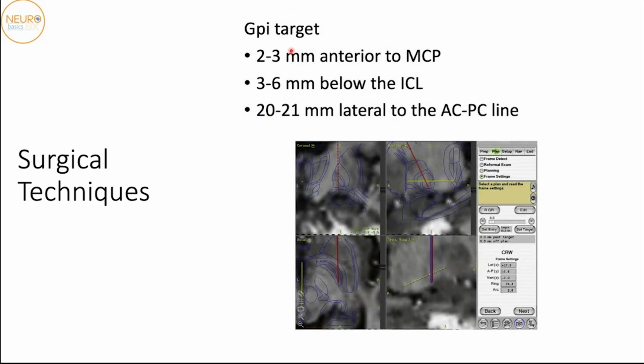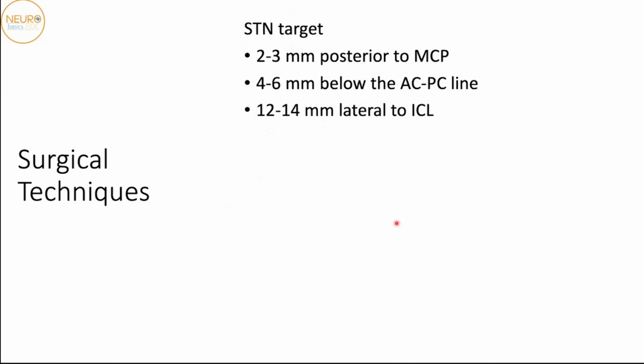Now the GPI target, based on this ACPC line at the mid-commissural point or the intercommissural line, is as follows. It is not important to memorize these numbers; they're here just for reference. So the GPI target is going to be 2 to 3 millimeter anterior to the MCP, 3 to 6 millimeter below the intercommissural line, and 20 to 21 millimeters lateral to the ACPC line. So the computer will just do all this work for you almost.